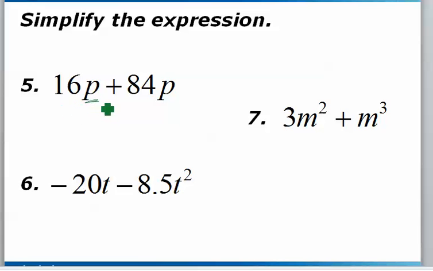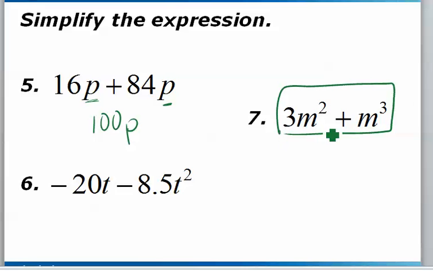These both have p as the first power, so I can go ahead and add 16 plus 84, which would be 100, and then I put a p with it. However, this is simplified as is. This is the answer. Because this is n to the second, this is n to the third. They have to be raised to the same power. The same thing on number 6. This is to the first power and this is to the second power, so this is also the solution.